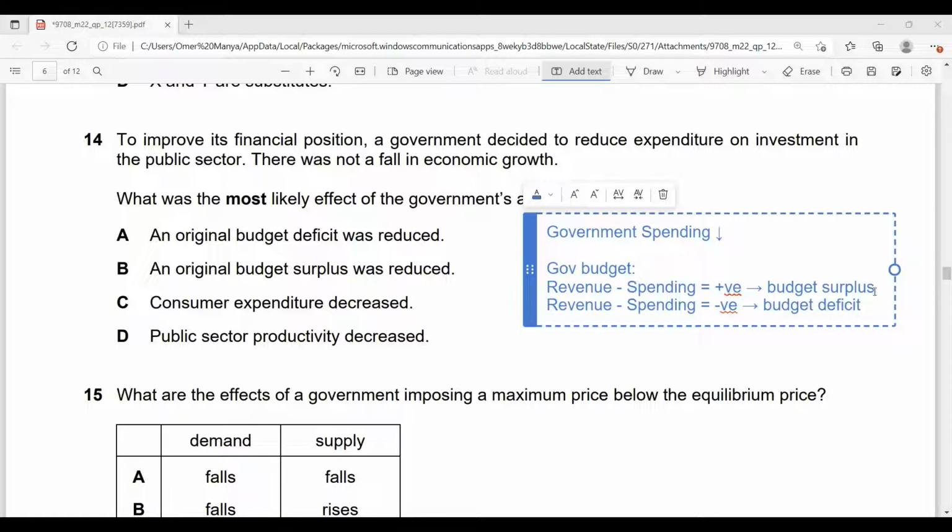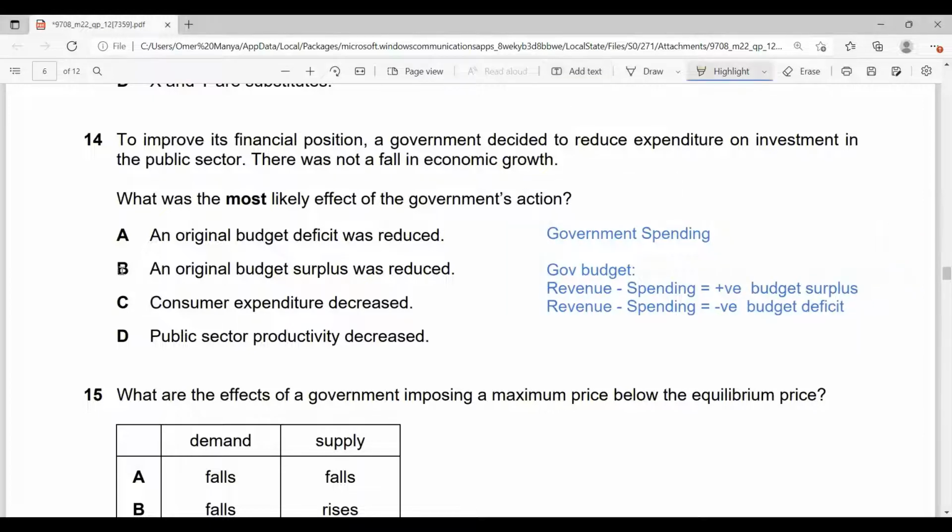Either this means that the budget surplus will increase, because let's just say they were already in a surplus and now they're spending even less, that budget surplus will increase. Or the other option is their budget deficit will decrease. That means that they were in a negative, they were spending too much money, and now that they're spending less, that deficit will fall. So it's not like they've recovered completely, but the size of the deficit will fall. And so the answer that most resembles this discussion is A.